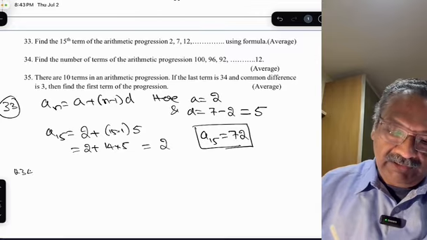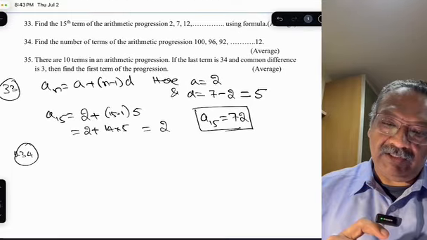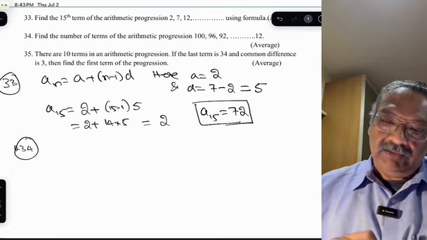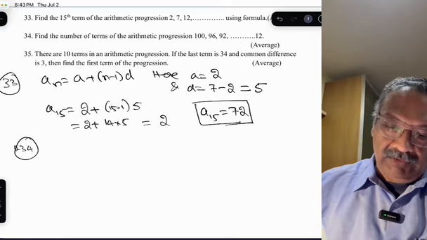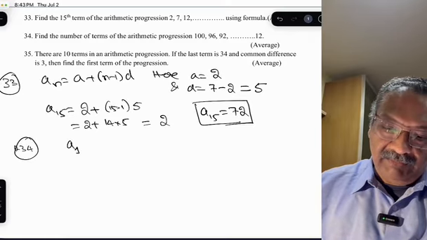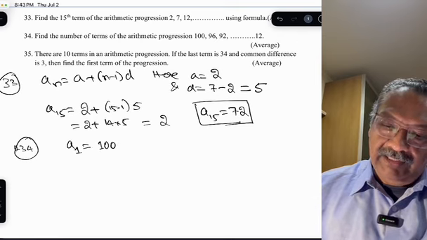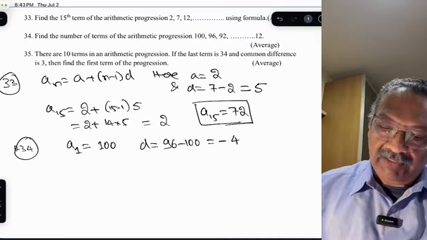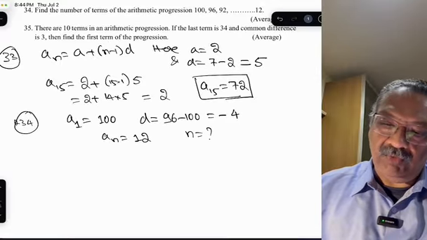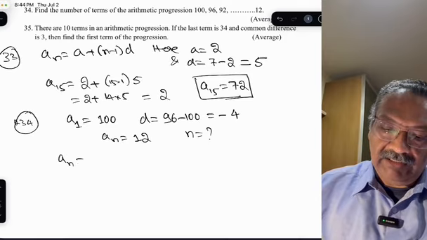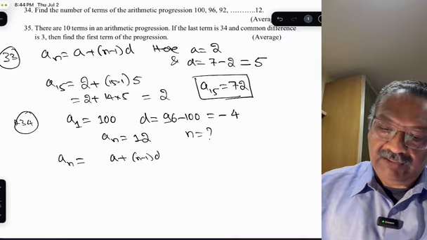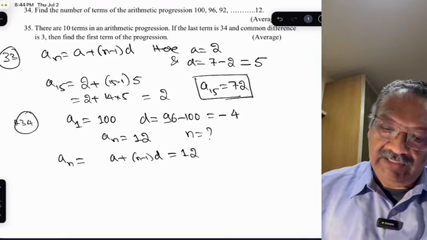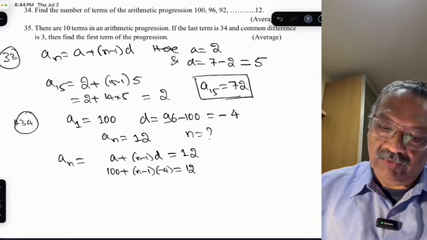Next, come to the question number 34. Find the number of terms of the arithmetic progression. They are asking how many terms there are. So, here the first term is given. First term a1 is equal to 100 and common difference d is second term minus first term, which is equal to minus 4. And the last term an is equal to 12. We don't know what n is equal to. So, we know the formula an is equal to a plus (n minus 1) into d, which is equal to 12. a is 100 plus n unknown, d is minus 4, is equal to 12.